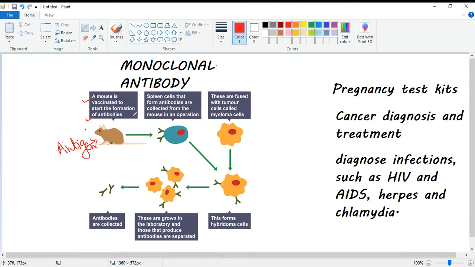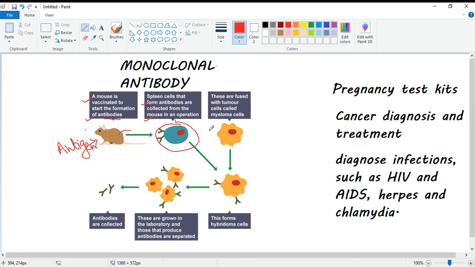Now it is the spleen cell in the mouse that helps to produce the antibody. Okay, so which part of the mouse produces the antibody? It is the spleen cell. So we extract that spleen cell from the mouse, because it is the spleen cell that produces the antibody. So the spleen cells that form the antibodies are collected from the mouse in an operation. We do a very minor operation on the mouse and remove the spleen cell that produces the antibody.